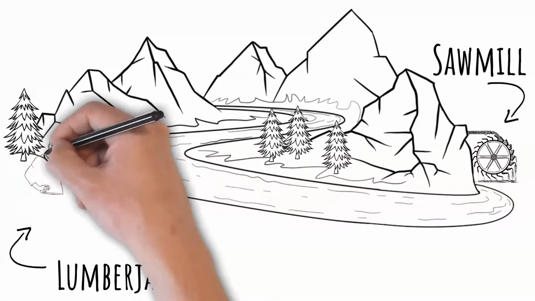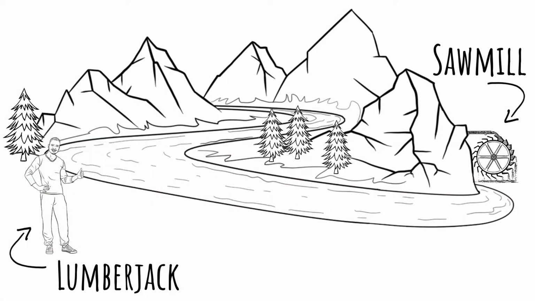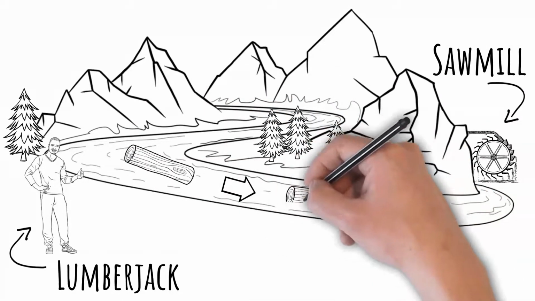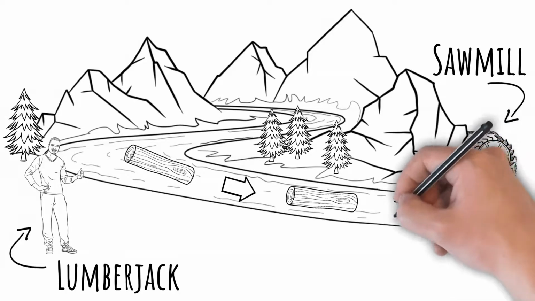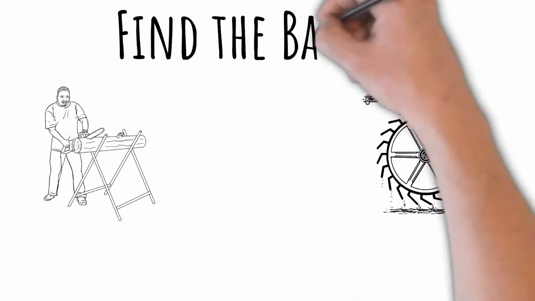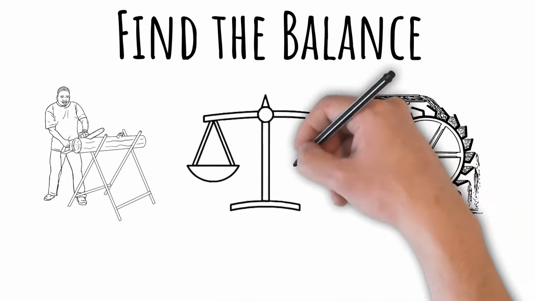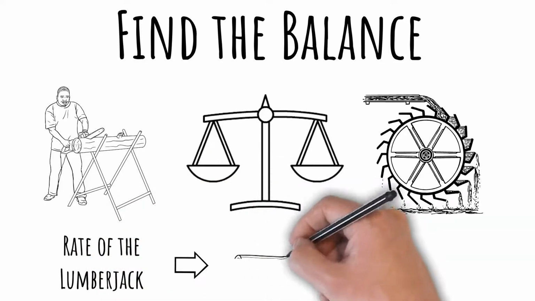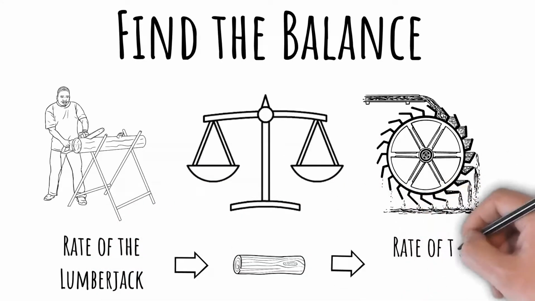Instead, the lumberjack should remove some of the wait time or waste in the system. He should cut down a tree, place it in the river, and while it's floating down the river, he can cut down the next tree and get it into the river. This is a much better flow for the system. To further improve flow, the goal would be to find the balance between the rate of cutting trees and floating them down the river to the rate at which the sawmill can turn those logs into lumber.